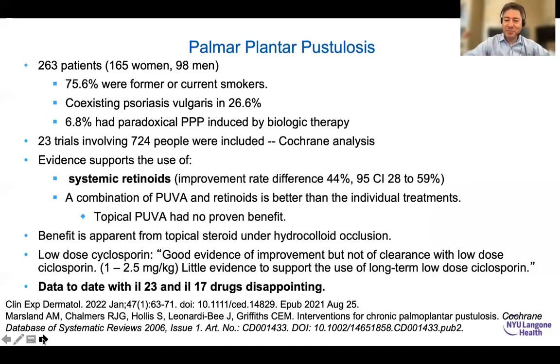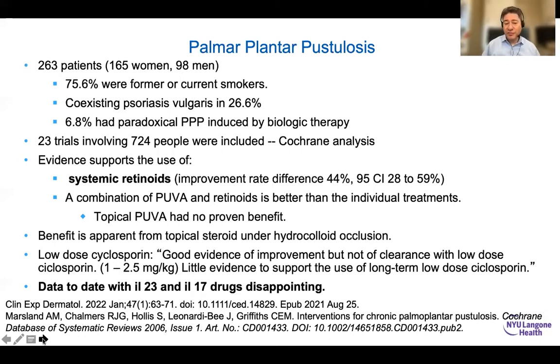If we look at palmoplantar pustulosis, we notice some very specific issues. Most are current or former smokers. Only about a quarter have coexisting psoriasis. And some of these patients have had a paradoxical reaction from a biologic drug that caused palmoplantar pustulosis. So you're treating psoriasis with a TNF inhibitor, and all of a sudden you have palmoplantar pustulosis.